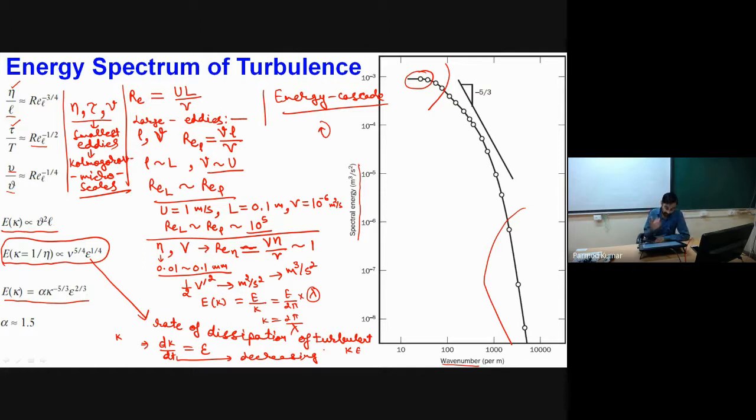It means the kinetic energy amount is decreasing. That shows nothing but dissipation. So that's why this epsilon is called the rate of dissipation of turbulent kinetic energy.